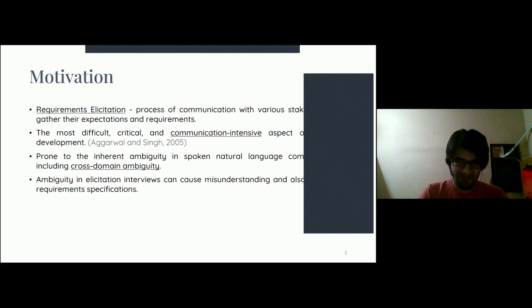The issue is that this ambiguity can also creep into the written requirement specifications, which can cause troubles in the later stages of the software development cycle.